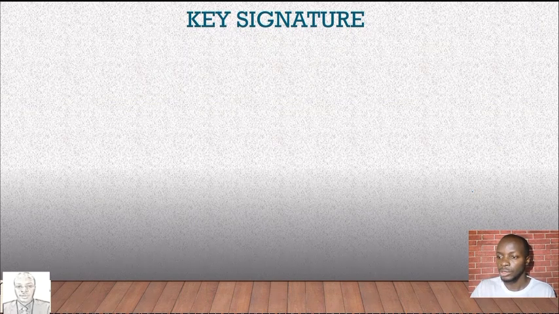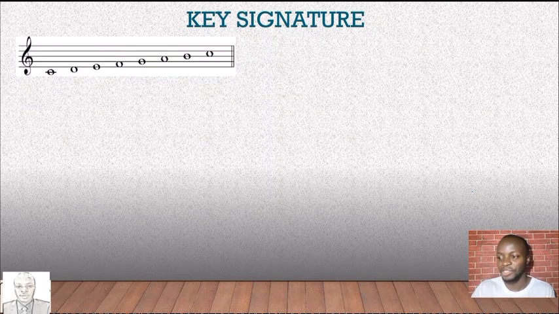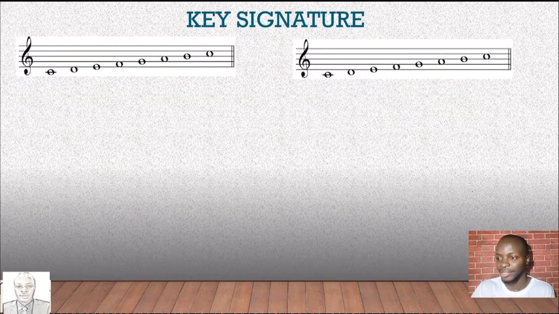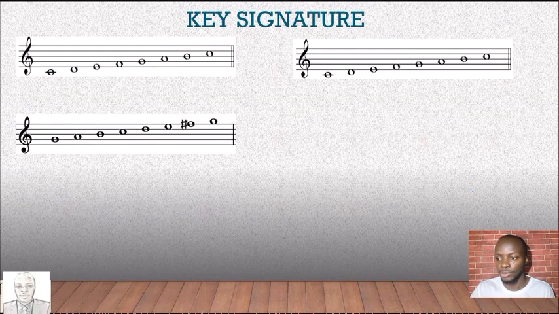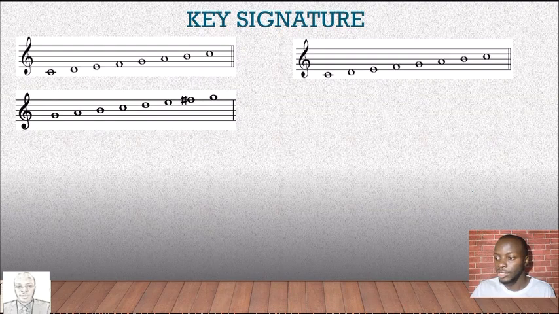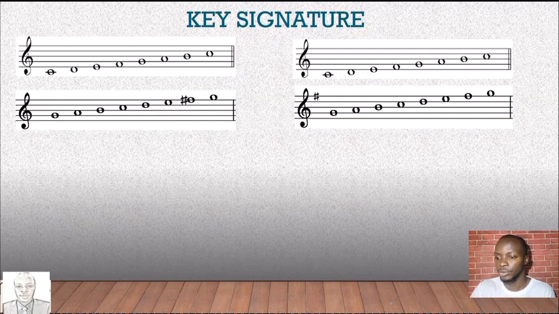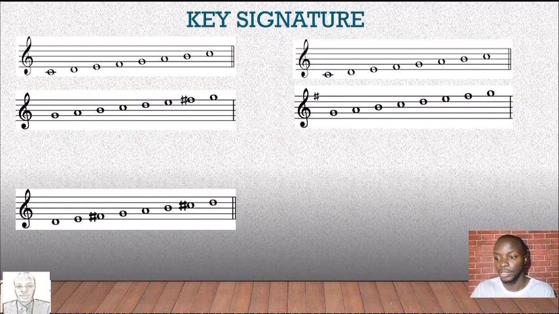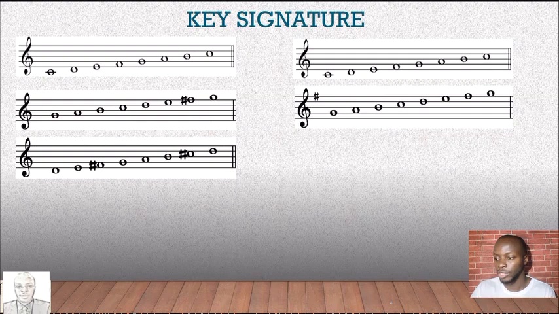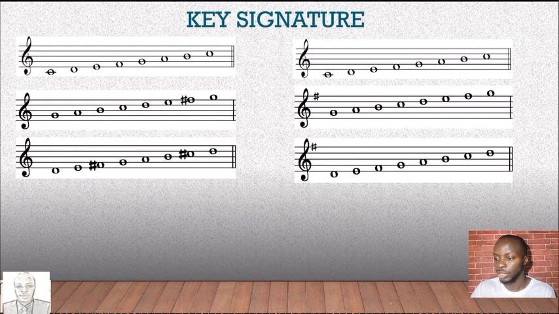So C is a natural key, so it doesn't have sharp or flat, right? Now, when you write G major with accidentals, it will look like this. But with key signature, you put the accidental at the beginning of the staff. Now, D major with accidentals will look like this, but with key signature, you have F sharp and C sharp. Now, to write the key signature, look at this order.